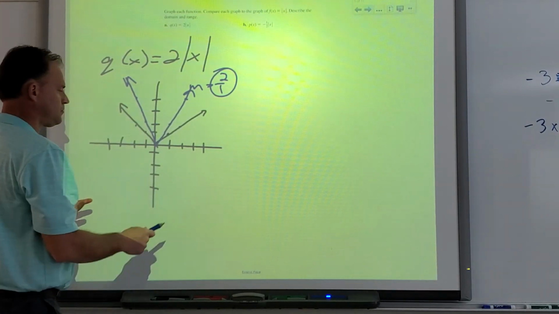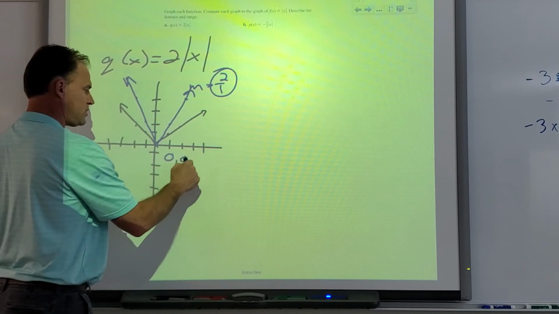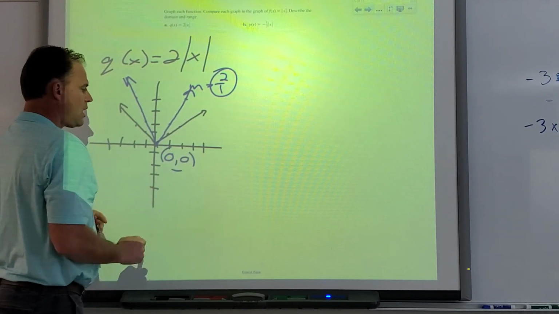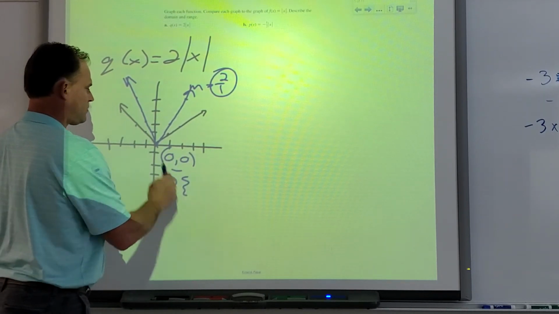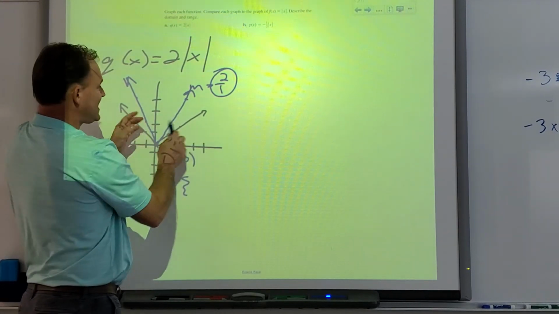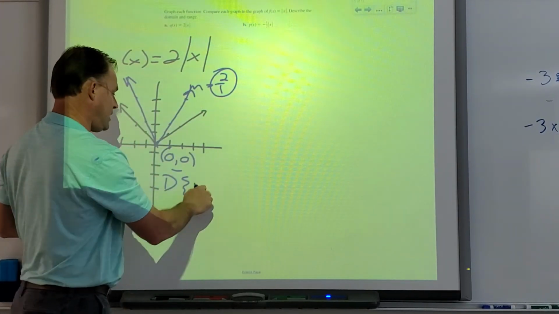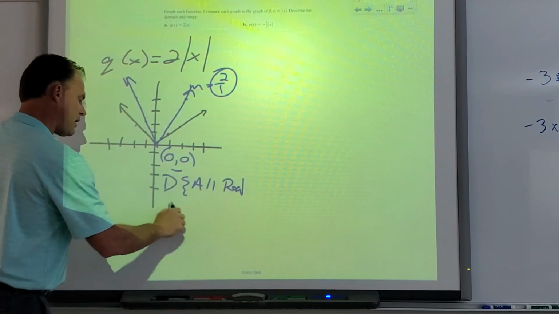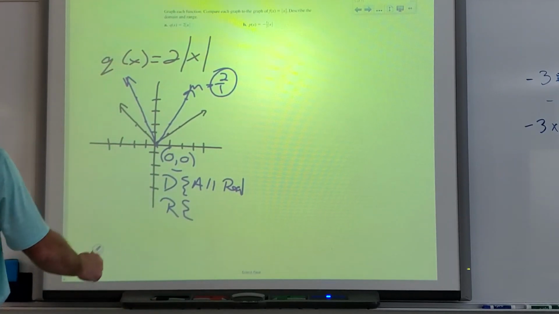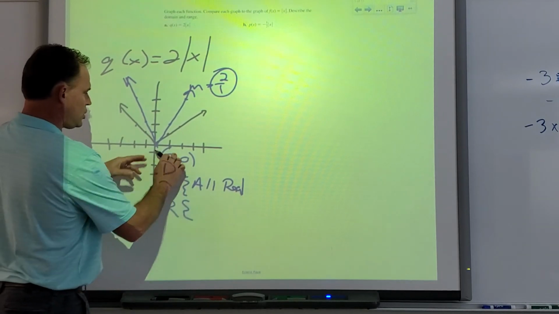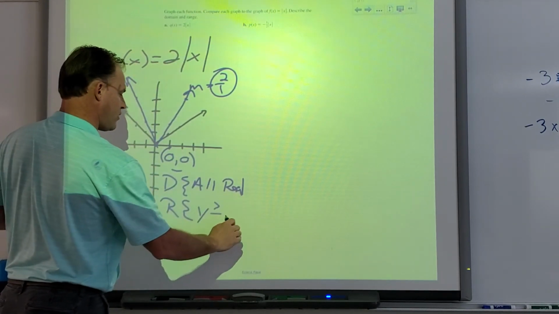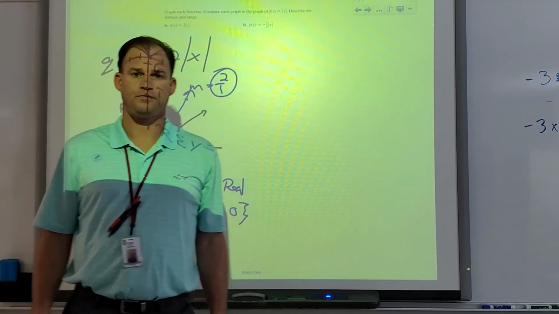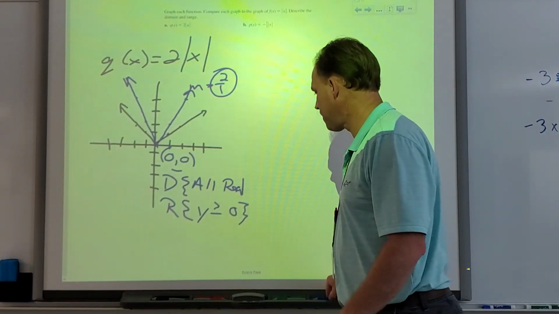So now, my vertex hasn't changed, I'm still at 0, 0. My domain, I'm still at all reals. It's going to get there eventually, but it is still all real. And my range is y greater than or equal to 0. Let's do it again.